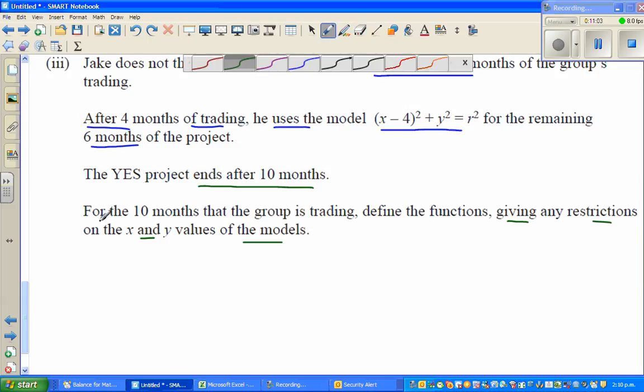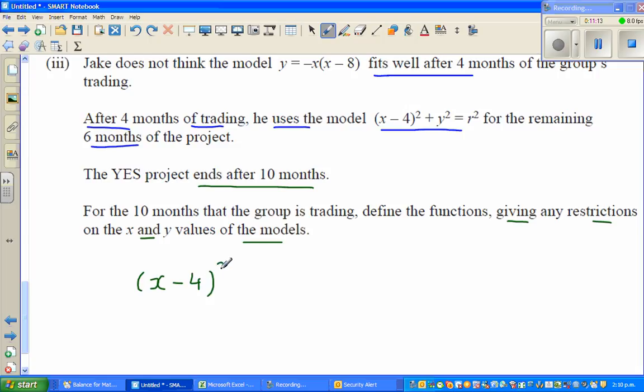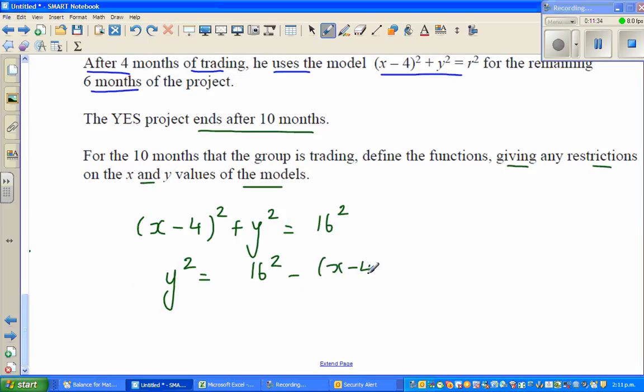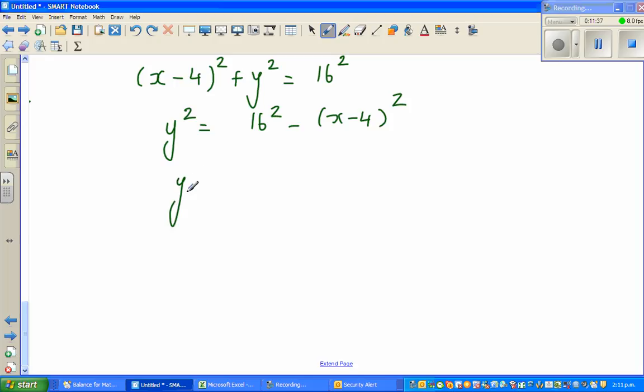Okay, so let's read the question. For the 10 months that the group is trading, define the function. The function is Y. The equation of the circle is X minus 4 squared plus Y squared is equal to 16 squared. So when they're asking to define the function, they're asking to write this in terms of Y. So Y squared is 16 squared minus X minus 4 squared. So Y as a function of X would be square root of 16 squared minus X minus 4 squared. So this is what they're asking. Y is your profit and X is the number of months.